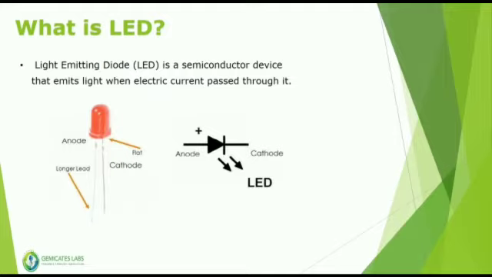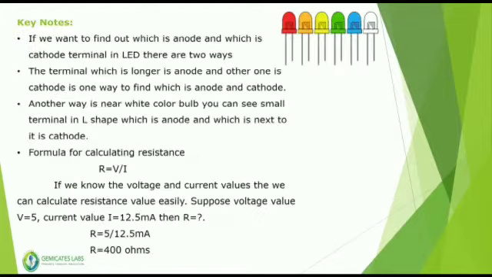In simple words, it is a device which emits light when electric current passes through it. Here you can see how LED looks like and the symbol of LED. If we want to find which terminal is anode and which terminal is cathode, the terminal which is longer is anode and the remaining one is cathode. Another way of finding anode and cathode is, if we look at the LED, we can find some small L-type shape inside, which is called anode, and the one next to it is called cathode.